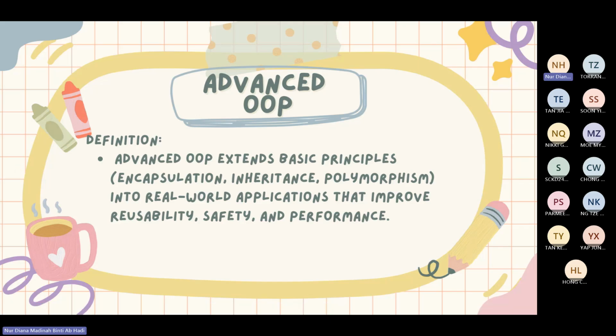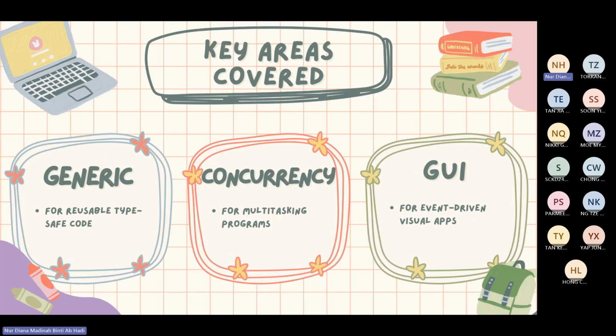Advanced OOP is actually extending the basic principles, which are your four pillars. What are your four pillars? Encapsulation, inheritance, polymorphism, abstraction, into real-world applications that will improve your reusability, safety, and also performance. But before you go in depth, you need to remember we need to cover three main aspects, which are generics, concurrency, and graphical user interface.